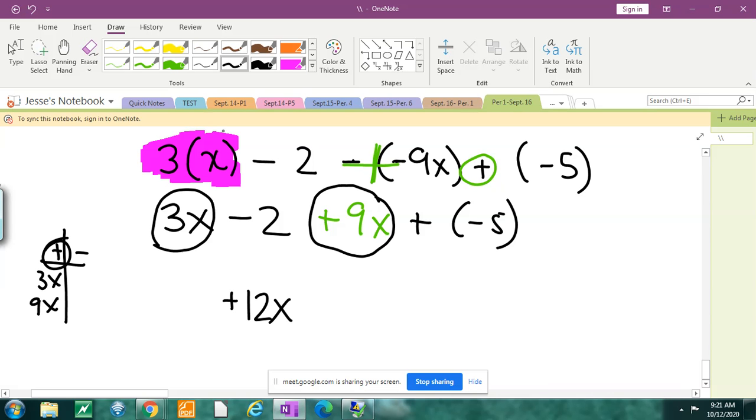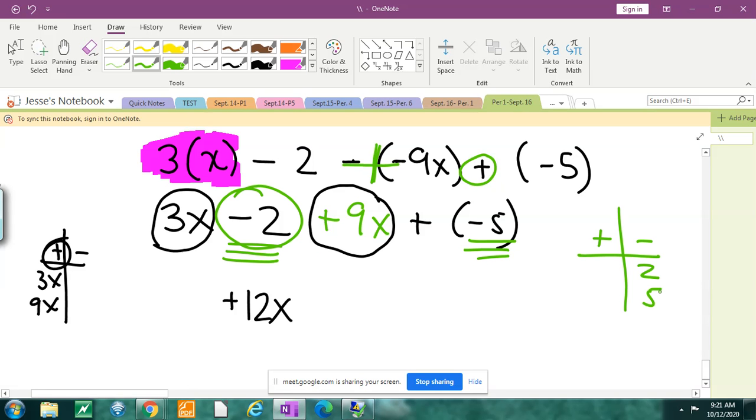All right, now what else do we match? Oh, I can match the negative 2 with the negative 5. But make sure it's a negative 2. Okay, it's a minus 2, negative 2, same thing. So negative 2, negative 5. And Jade, what would your answer be for that?